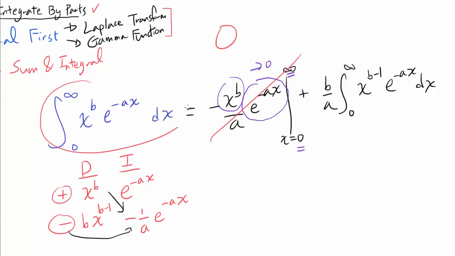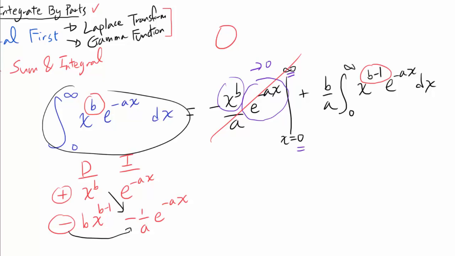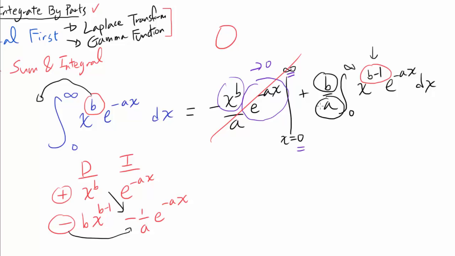So we have this integral being b over a times this integral, and as we can see, we have the same integral except that our exponent is being reduced by 1. So one way of thinking about this is that when we integrate this thing, our exponent is going to go down by 1, and this exponent is going to come out, and we are going to be dividing by a factor of a. And we can apply that again to this integral.